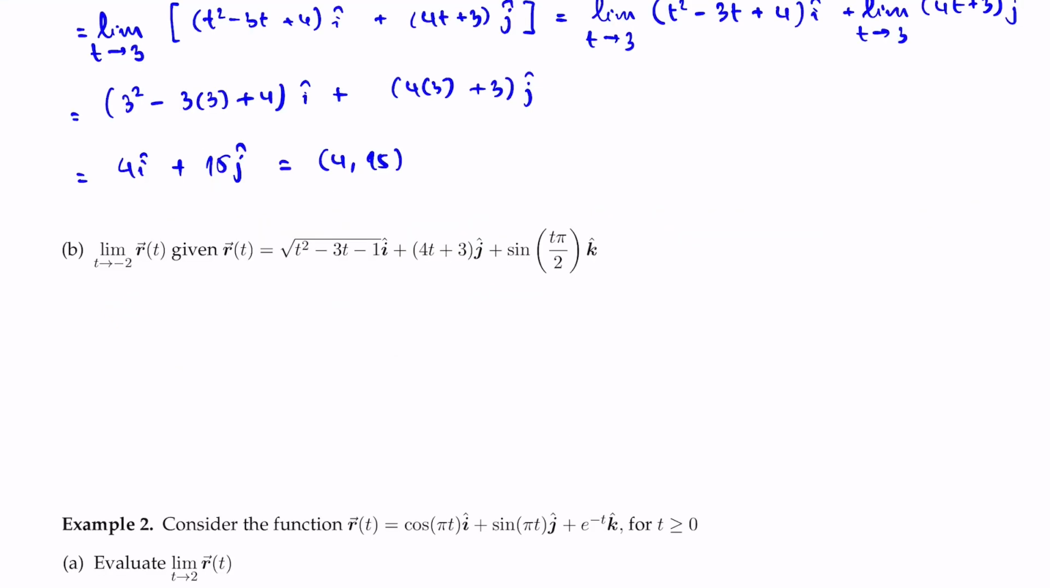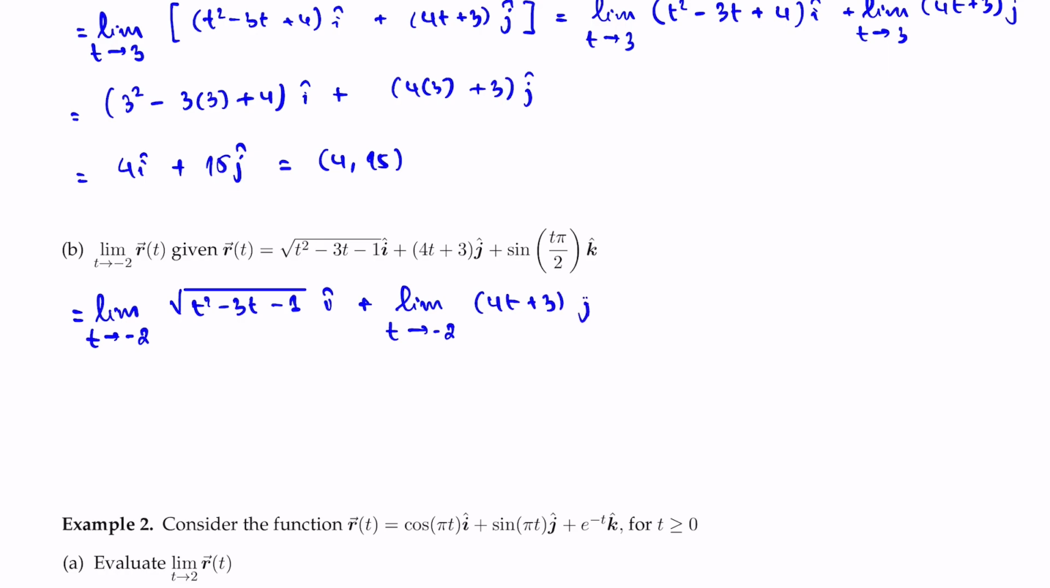In the next example, you apply the same approach, that is to find the limit of vector valued functions. You're going to evaluate the limit of each component of the function. So that is, again, the limit as t approaches -2 of the square root of t squared minus 3t minus 1 i, plus the limit as t approaches -2 of 4t plus 3 j, plus the limit as t approaches -2 of sine of t pi over 2 k hat.